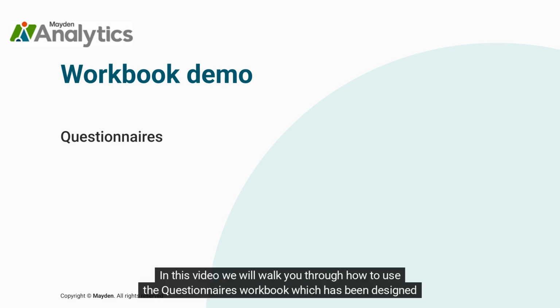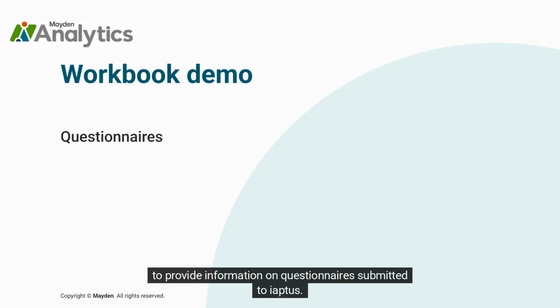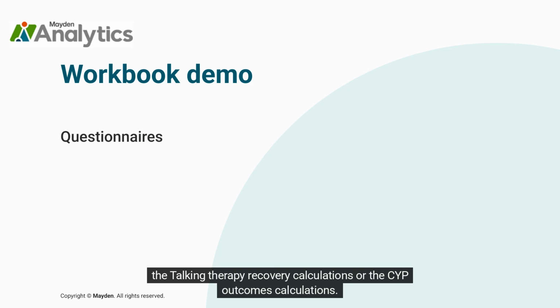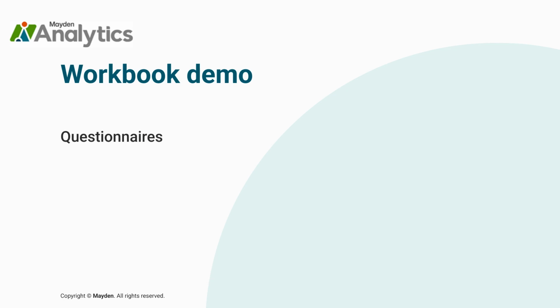In this video, we will walk you through how to use the Questionnaires workbook, which has been designed to provide information on questionnaires submitted to iaptus. It is currently limited to questionnaires or questions within questionnaires, which could be submitted as part of either the talking therapies or MHS datasets in the 606 or 607 tables, and are included in either the talking therapy recovery calculations or the CYP outcomes calculations.